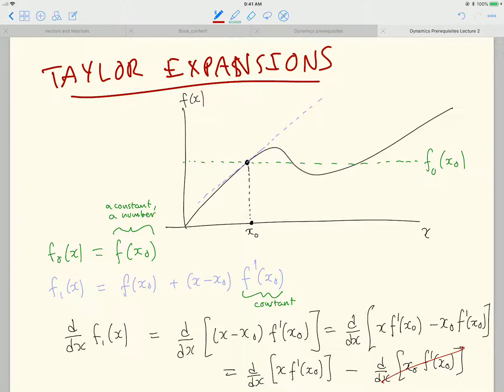f prime of x naught. Yeah, because f prime of x naught is a constant. So we're just asking, what's the derivative with respect to x of m times x? It's just m, that's the slope, and in this case, the slope is f prime of x naught. So that's why I was emphasizing, once you put the x naught in, these are just numbers, they're just constants.